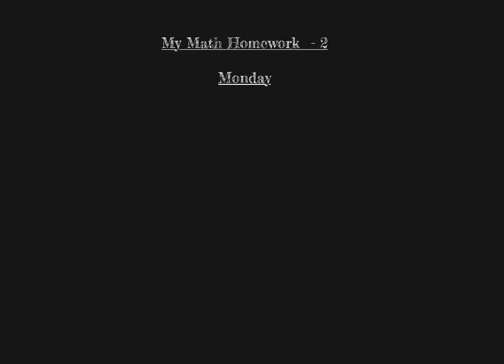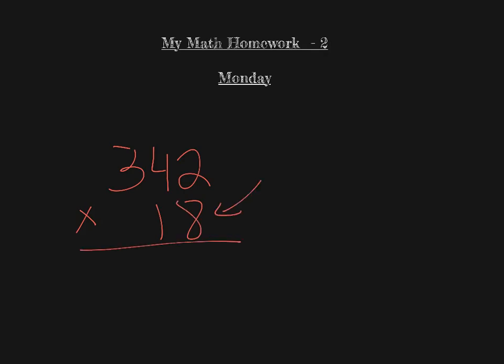This is my math homework number 2, Monday. For the first one, it says find the product. 18 times 342. So let's go and write 342 up top times 18. The first thing you should do is multiply the 8. That is your ones, so let's go and multiply that.